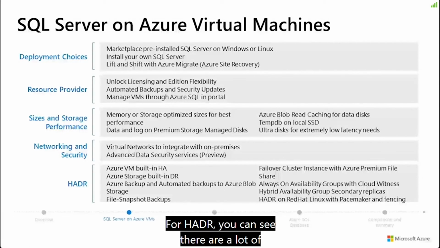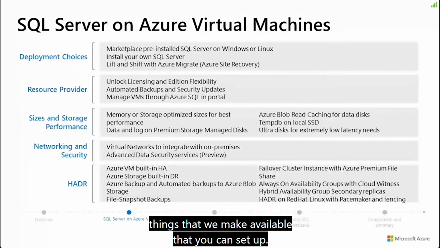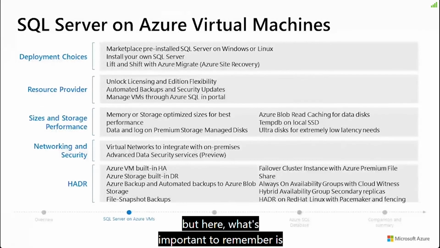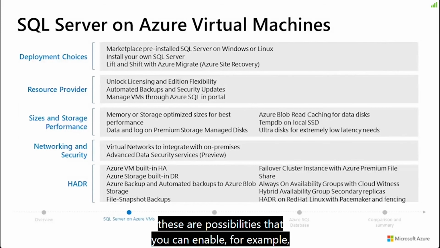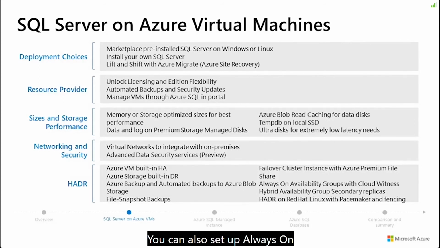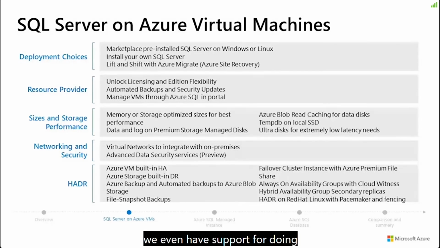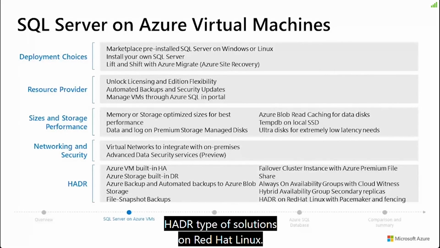For HADR, you can see there are a lot of things that we make available that you can set up. Now, we'll talk a little bit about IaaS versus PaaS in a moment, but here, what's important to remember is these are possibilities that you can enable. For example, if you wanted to create a failover cluster instance, you can do that leveraging Azure Premium File Share. You can also set up always-on availability groups or leverage secondary replicas, and we even have support for doing HADR type of solutions on Red Hat Linux. So lots of options here for you to configure.